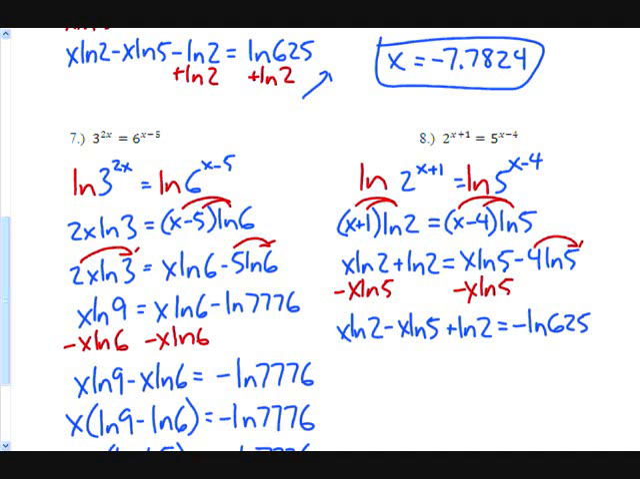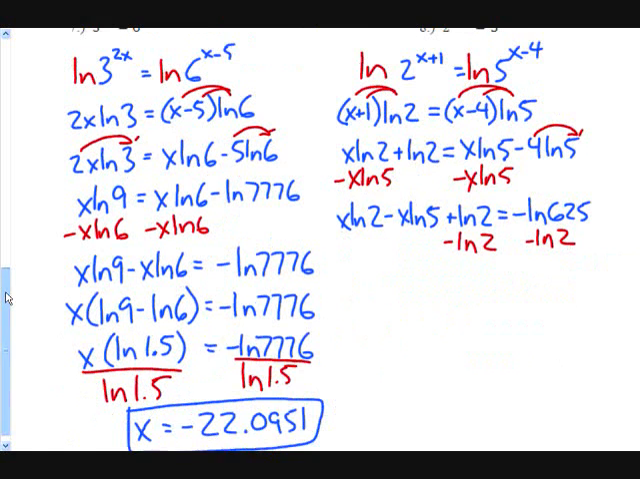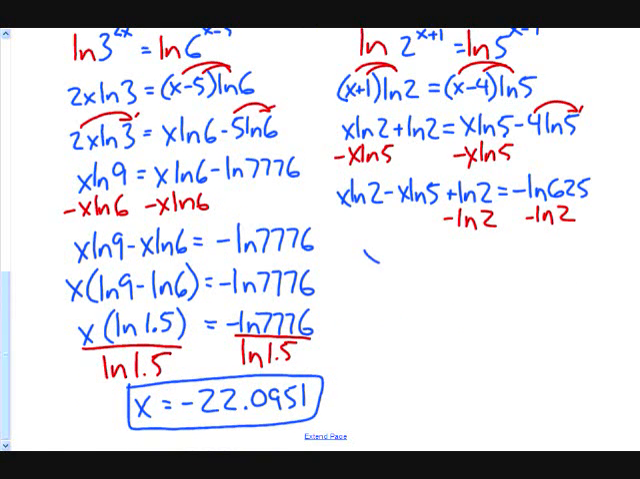And now I've got to isolate the variable more, so I have to subtract the natural log of 2 from each side. So when I do that here, I'm left with x natural log of 2 minus x natural log of 5 equals a negative natural log of 625 minus the natural log of 2. Now I can factor out my x to try to isolate it.